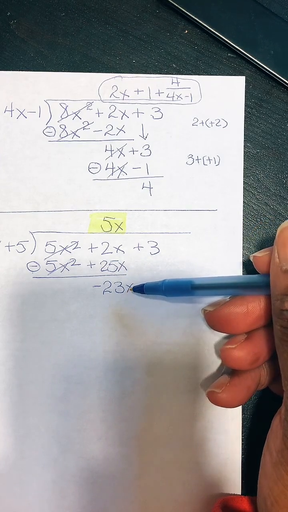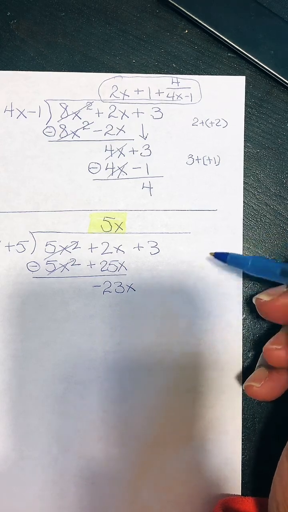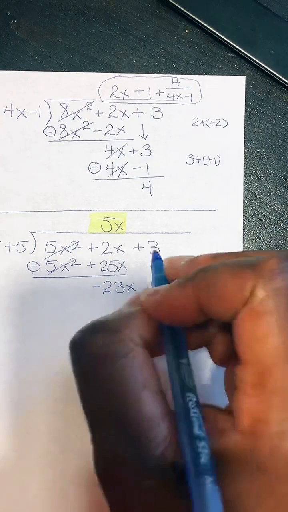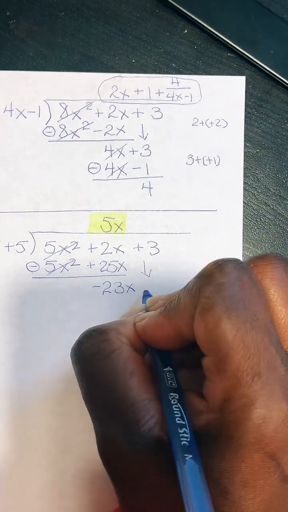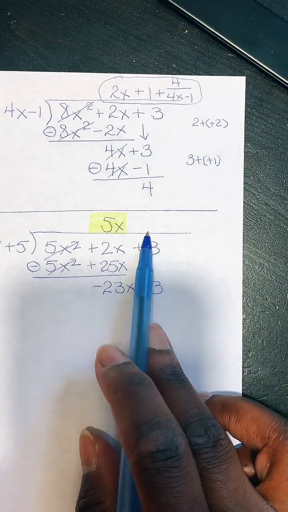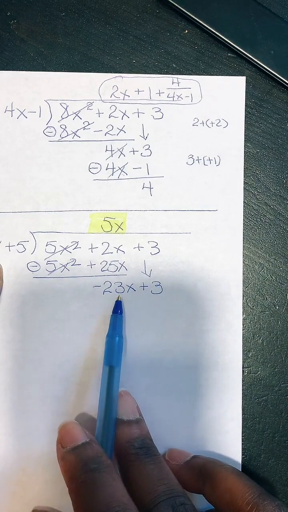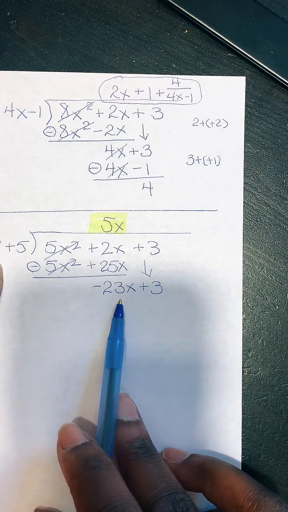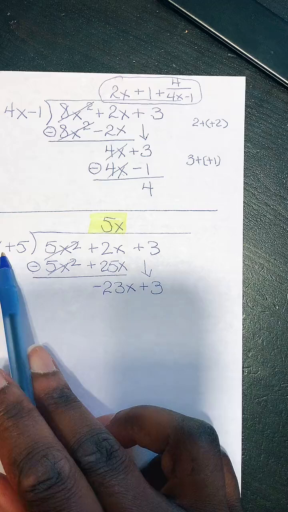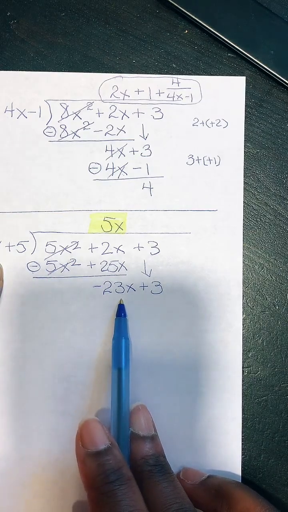Or can you say, you can say that. I think the second one is a little bit better. So now, bring down the plus 3. So what times x gives me negative 23x?